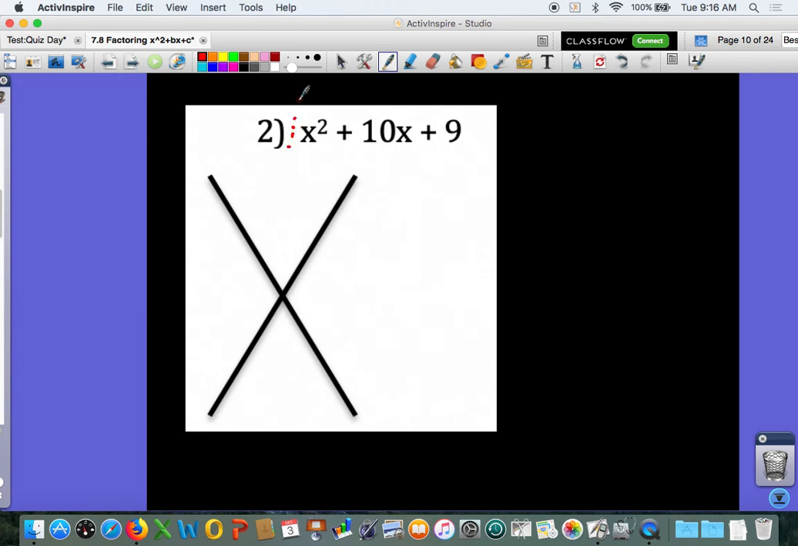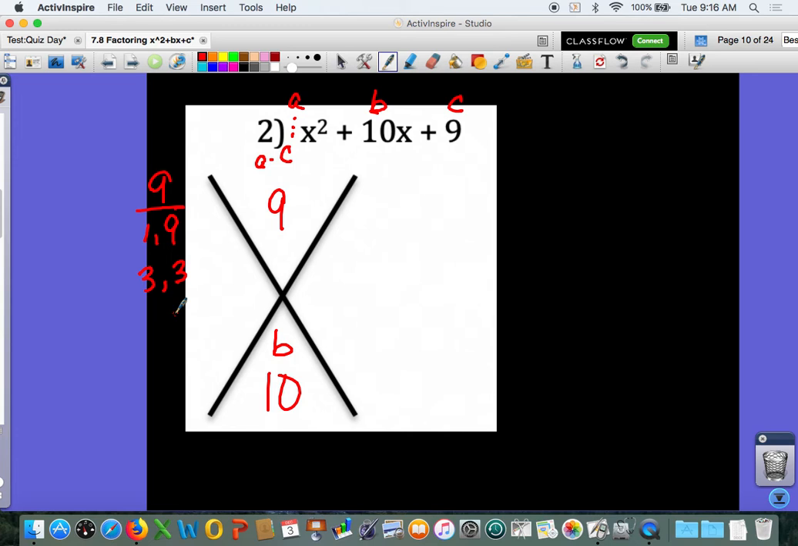Well, we know A is this understood 1, B is 10, C is 9. Then we fill in our X. The top is A times C, so 1 times 9 is 9. My bottom is my B, which is 10. All right, factors of 9: 1 and 9, 3 and 3.